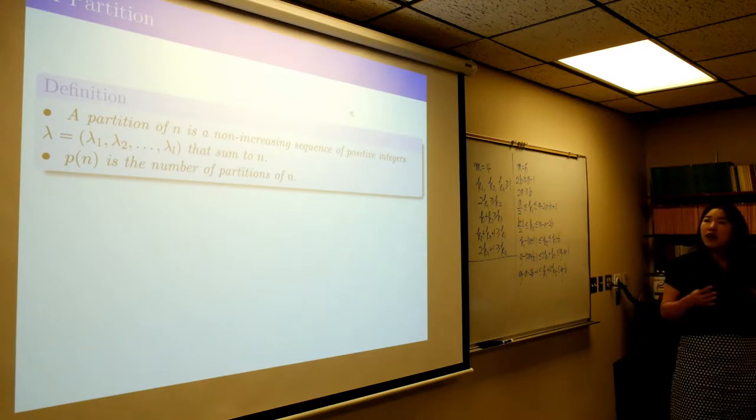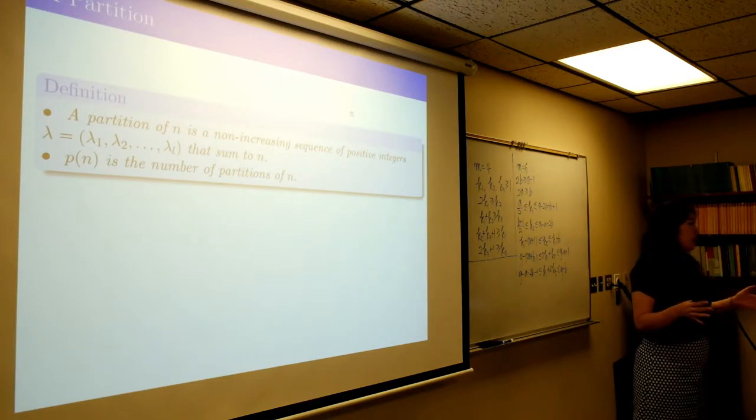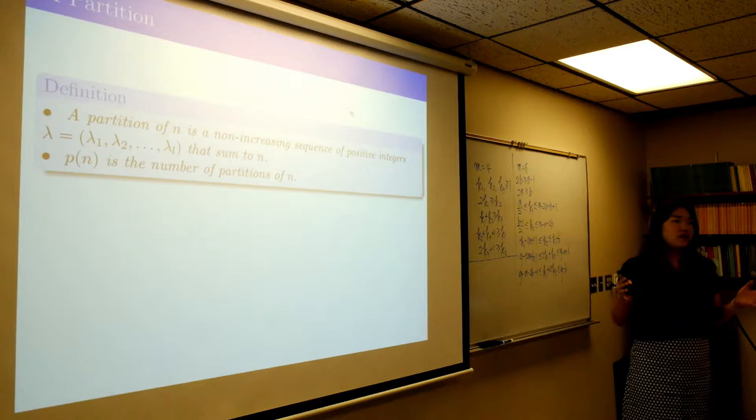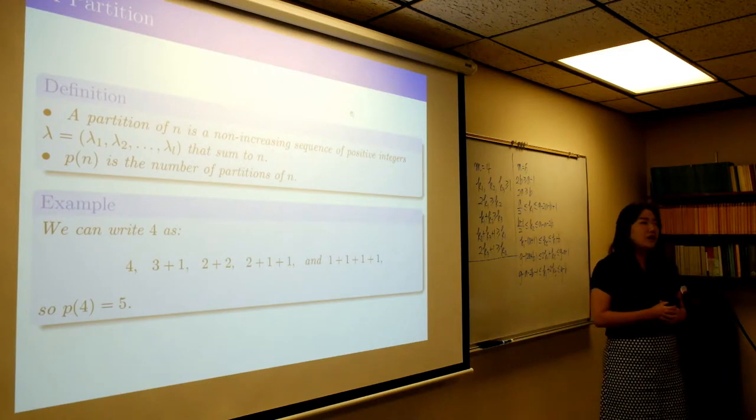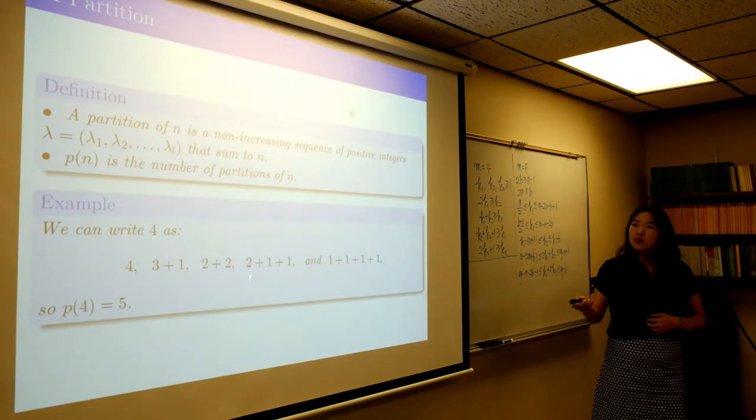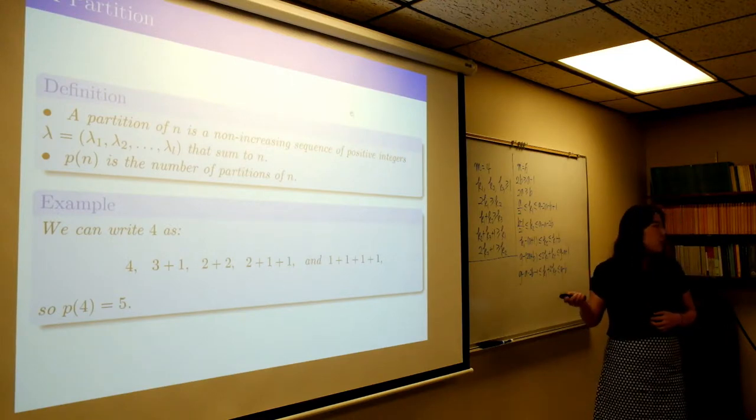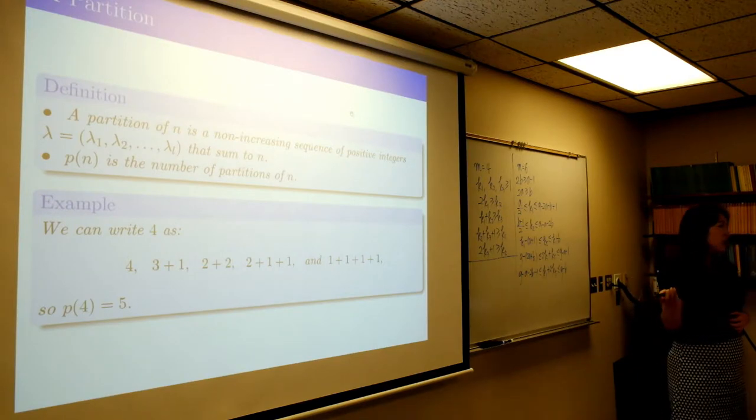We say a partition of n is a non-increasing sequence of positive integers that sum to n. We use the term p(n) to denote the number of partitions of n. A partition is simply how we can break up the number. So 4 can be just 4 itself, or 3 plus 1, 2 plus 2, 2 plus 1 plus 1, or four 1s. So p(4) is 5.